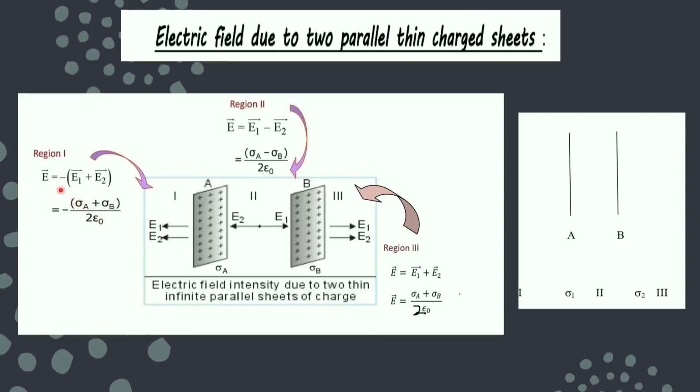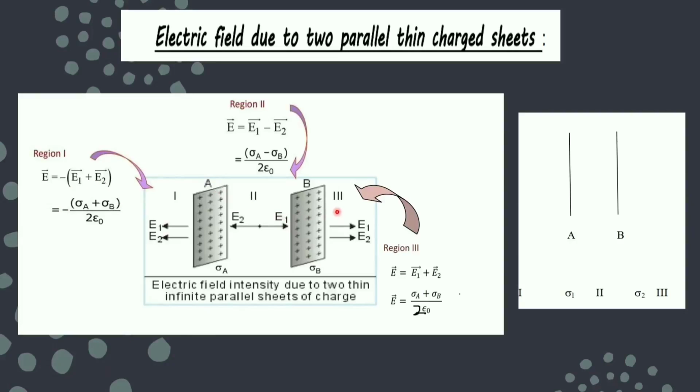Here the negative sign is because by convention we take the right direction as positive and the left direction as negative. E1 and E2 both are acting in the left direction, so the negative sign is simply to show that the electric field is acting along the left direction. So the net electric field in the first region will be given by E1 plus E2 but with a negative sign. The values of E1 and E2 you can write from your previous knowledge.